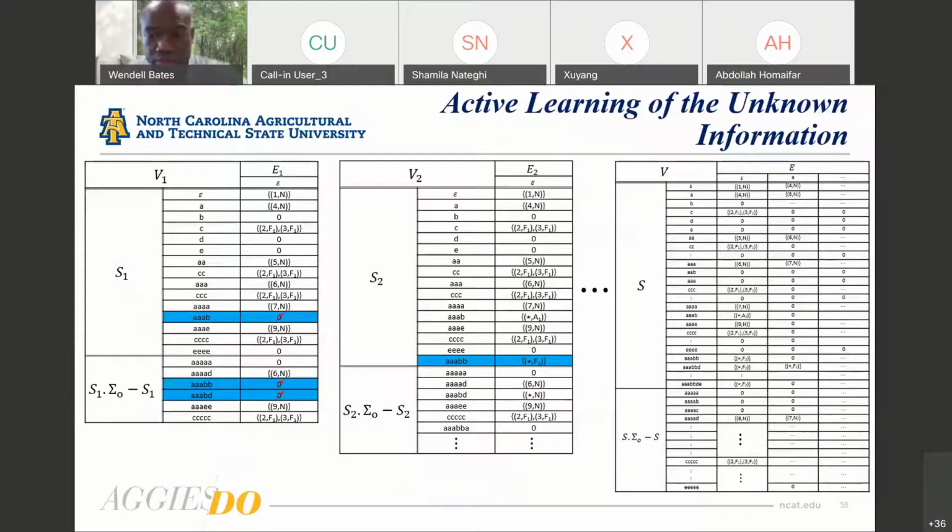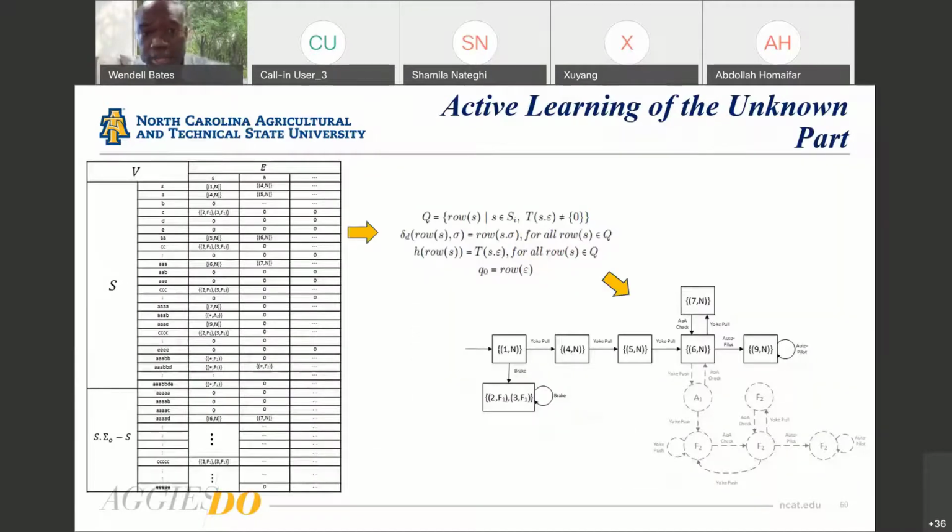And so throughout the algorithm, we continue to check for consistency and closeness until we reach a final consistent and closed observation table that allows us to create our diagnoser, our final diagnoser. And then from the table, we use these equations to build a complete diagnoser ready to assess the system under test.